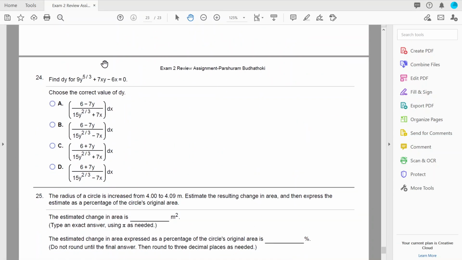It's just a implicit differentiation. You can just find out the derivative both sides and solve for dy over dx, and finally multiply both sides by dx, and you will be able to find out the dy. I'm not going to do this problem because it's exactly the same as the implicit differentiation. The answer for this problem would be A.